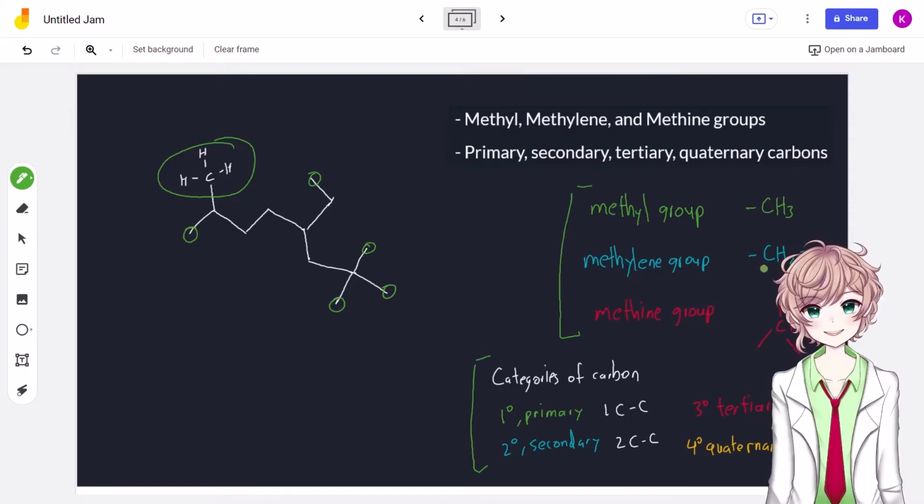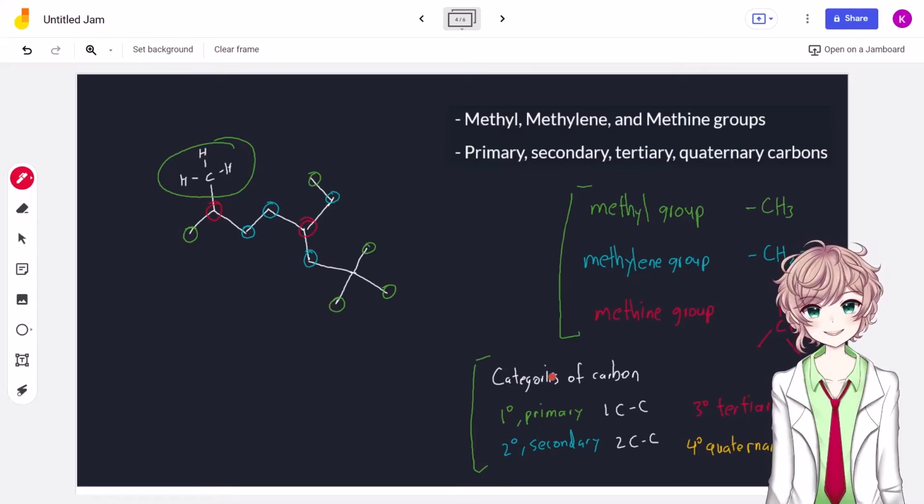A methylene group is one carbon less. So the carbon is bonded to different things, but it's also bonded to two hydrogens. And we can see methylene groups would be over here, over here, over here, and over here. Methine groups, again one less carbon, would be this carbon and also this carbon. In this system, we have no way of classifying carbons with four bonds to different carbons and no bonds to hydrogens.